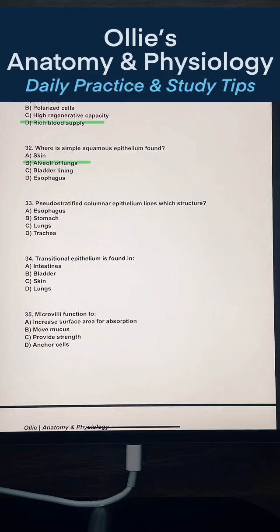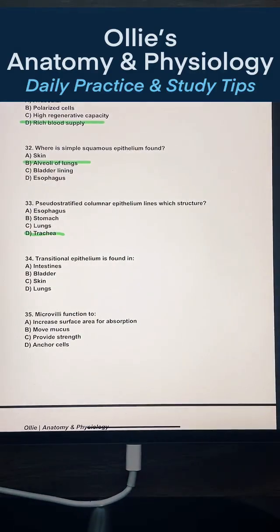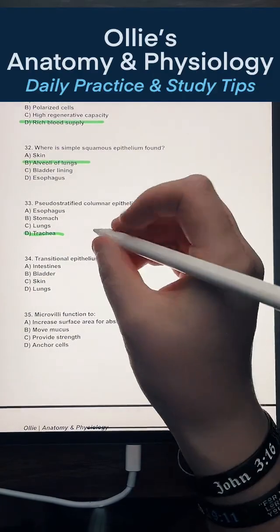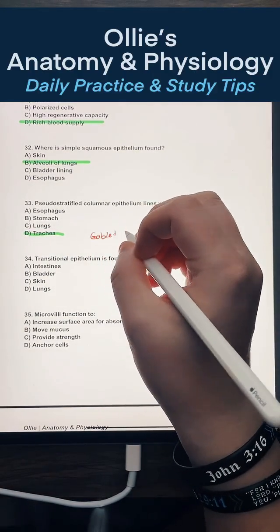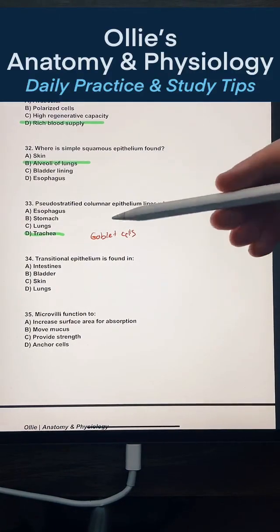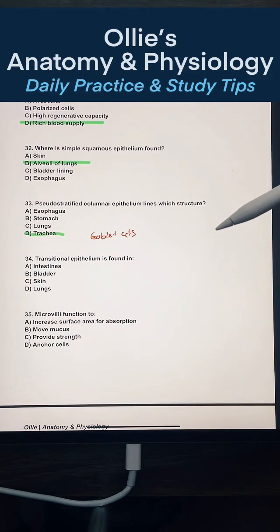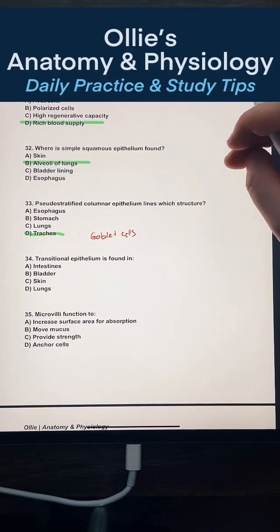Number 33, the answer is, pseudostratified columnar epithelium is going to be what? The answer is going to be our trachea. D. We have ciliated pseudostratified columnar epithelium. We have goblet cells. This is going to line the trachea to help move mucus. Your esophagus is going to have stratified squamous. Your stomach has simple columnar. And lungs have, again, we just talked about in the last question, your simple squamous epithelium.